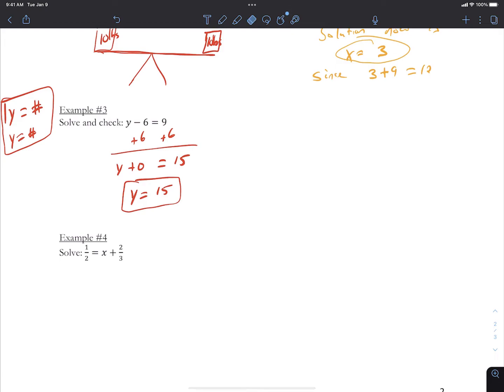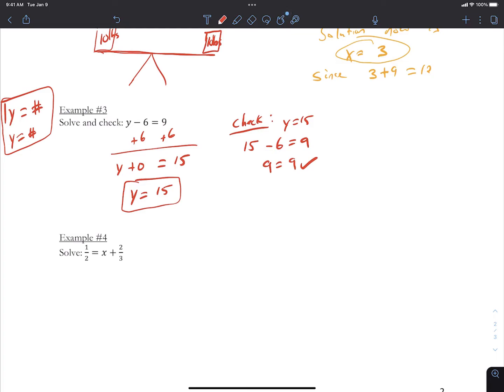Notice we are also asked to check this. So if I check this, I'm just going to plug in y equals 15 into the equation. So I would have 15 minus 6 equals 9. 15 minus 6 is in fact 9, and this is a true statement, so it works out.